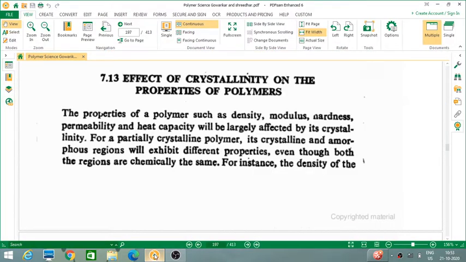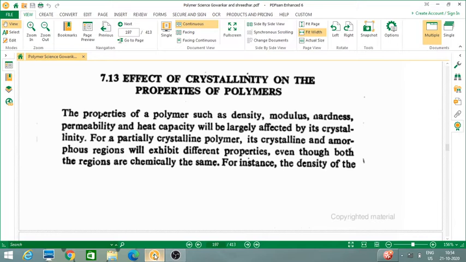Okay, class. Effect of crystallinity on the properties of polymer. The properties of a polymer, such as density, modulus, hardness, permeability, and heat capacity, will be largely affected by its crystallinity. For a partially crystalline polymer, its crystalline and amorphous regions will exhibit different properties, even though both the regions are chemically the same. So crystallinity of the polymer will definitely affect the density, hardness, permeability, heat capacity, etc.